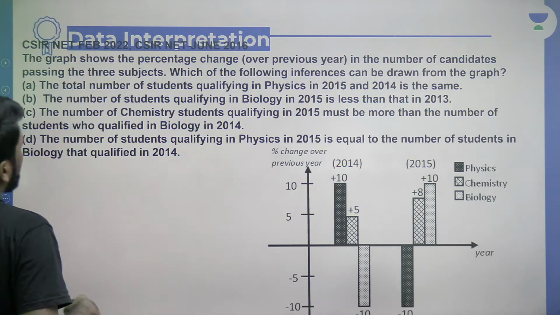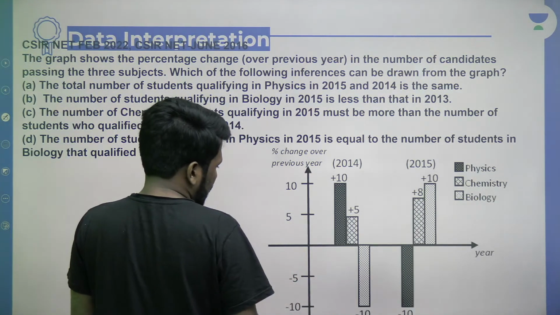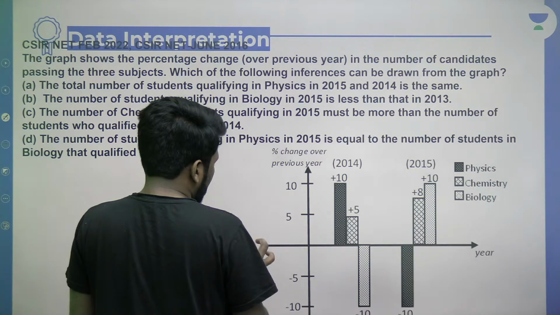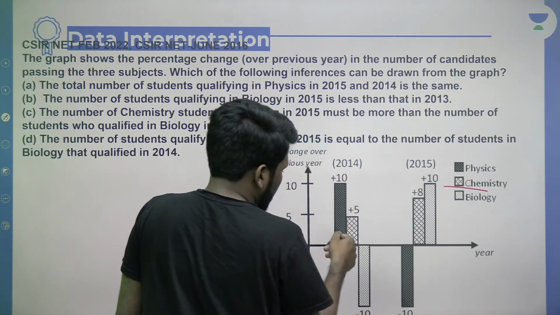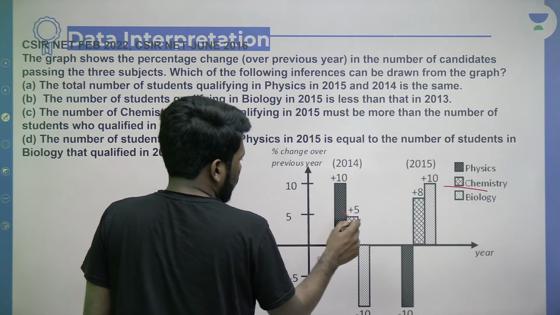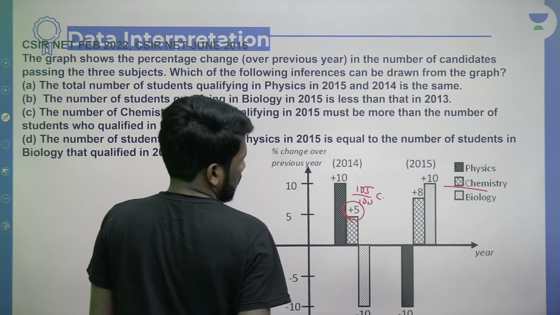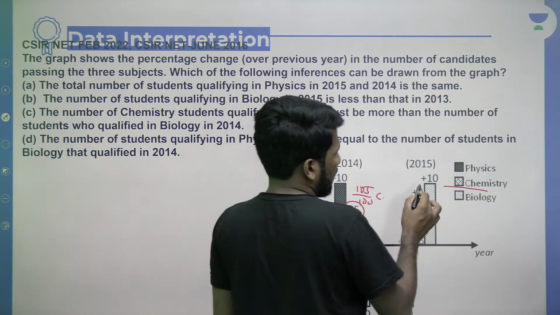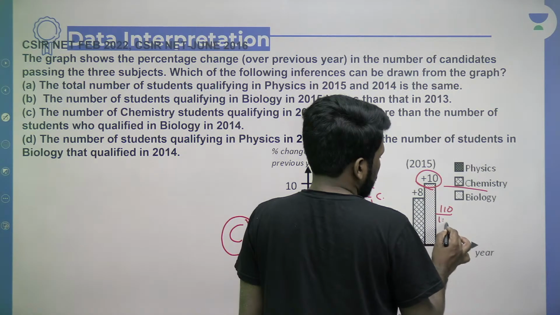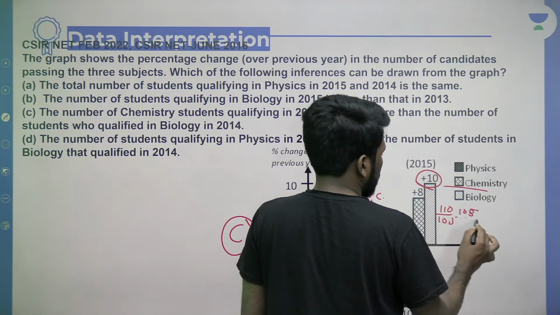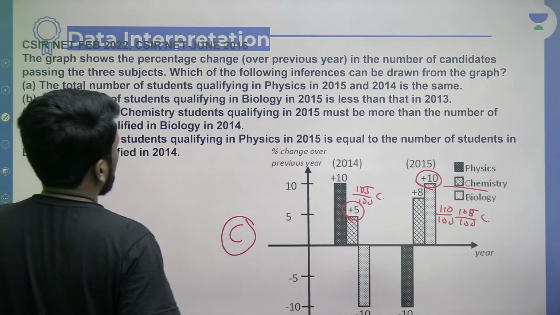But the problem in the case of option C is number of chemistry students qualifying in 2015. For your understanding, I will explain that. Chemistry students 2013 में C assume किया तो chemistry students ये lined region है 5% का increase. 5% का increase means 105% of C. उसके बाद 10% का इंक्रीज अगेन, मतलब इसका 110% ऑफ 105% ऑफ C. This will be the chemistry value in 2015.